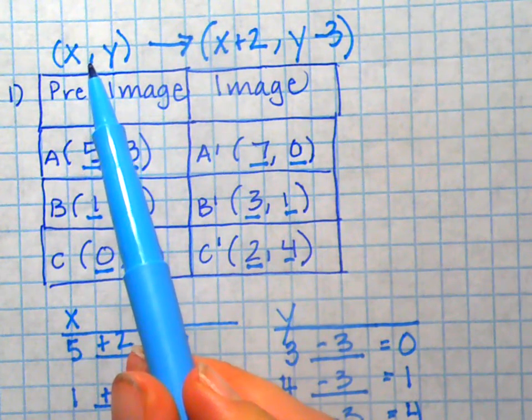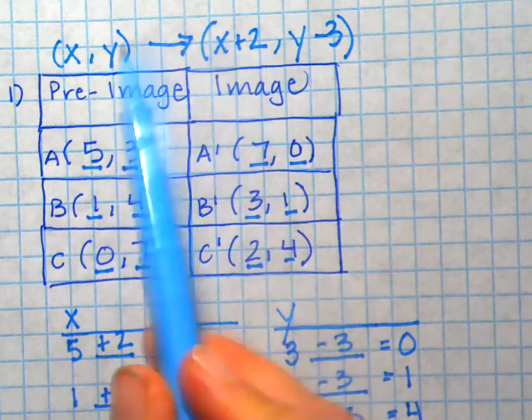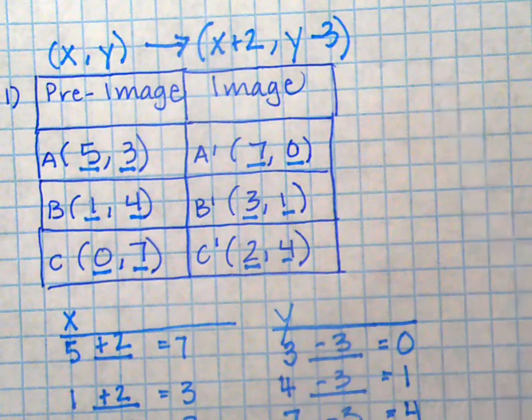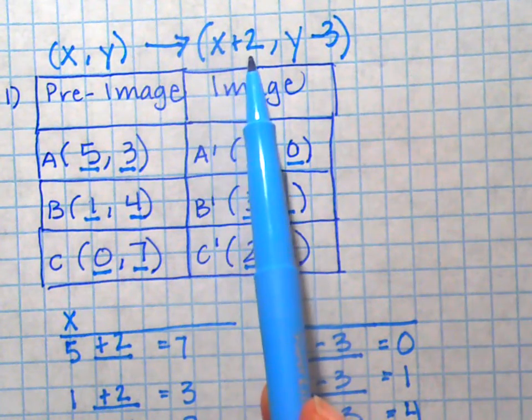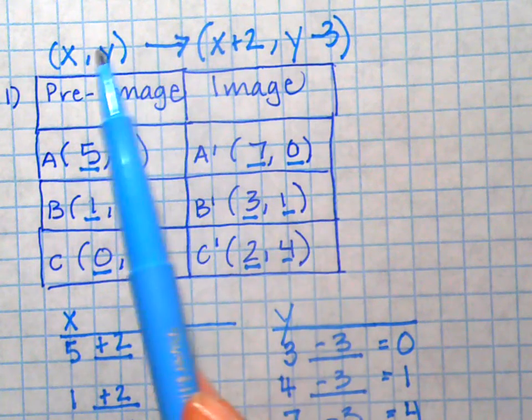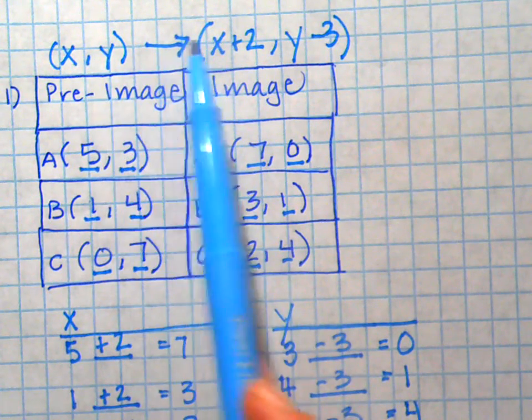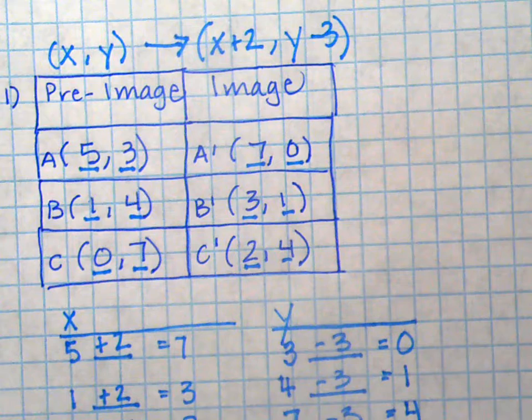This is how you write it algebraically. Some of you were a little stuck too when it said write it algebraically. It just means to do x plus or minus something, y plus or minus something. Your pre-image, and then you do an arrow, and then your rule for your image.